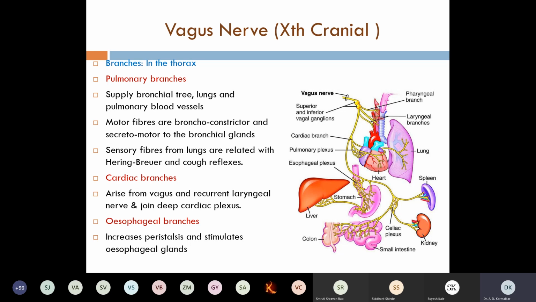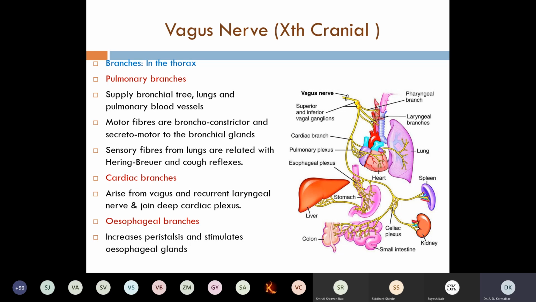In the thorax, it will form the pulmonary and the cardiac branches. The pulmonary branches will supply the bronchial tree, the lungs, and the blood vessels. The motor fibers are bronchoconstrictors, while the secretomotor fibers are for the bronchial glands. The sensory fibers are related to the Hering-Breuer reflex and the cough reflex. The cardiac branches join the deep cardiac plexus.